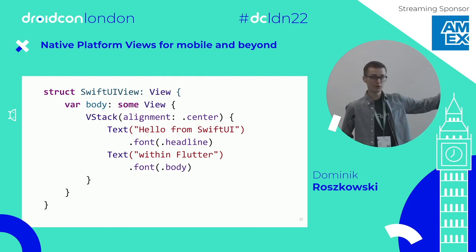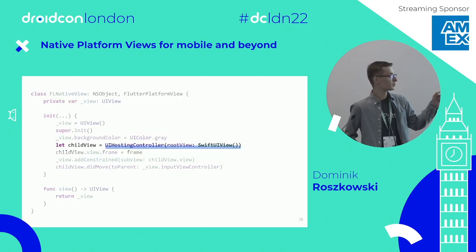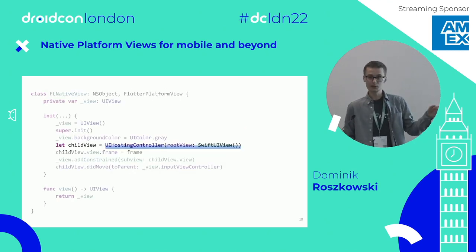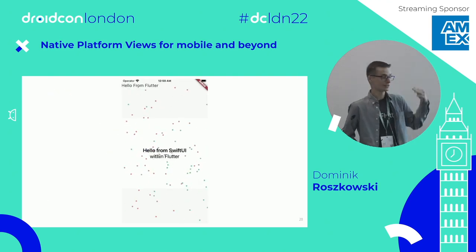So this is our SwiftUI view for now. Very simple, nothing fancy. But the cool thing is that here on this preview side, I used something that's called UIHostingController. And this is a class that allows us to host a SwiftUI view inside of the UIKit view. So this is the trick that allowed us to actually embed the SwiftUI view into our app. And this is the result, right?